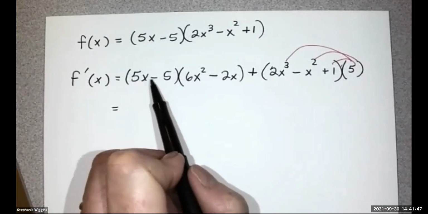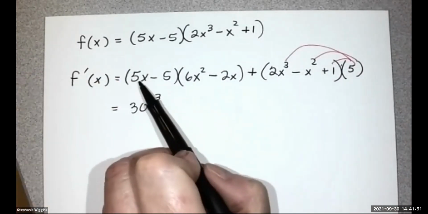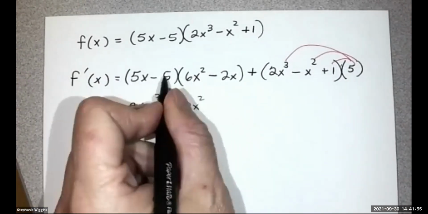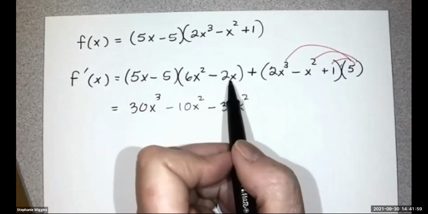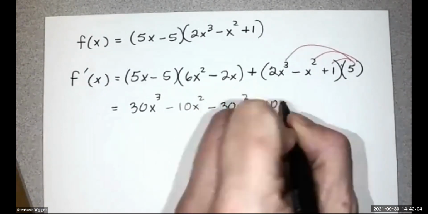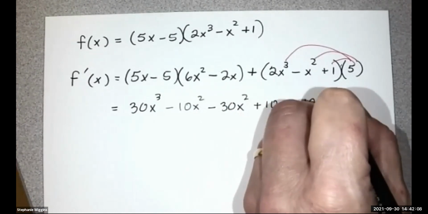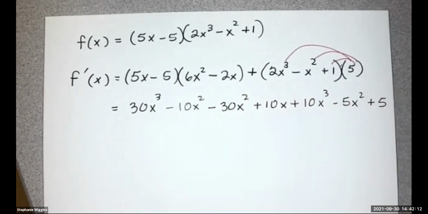we get 30x cubed. The outside is going to give me negative 10x squared. The inside will be negative 30x squared. The last is going to be 10x. And then we've got 10x cubed minus 5x squared plus 5.